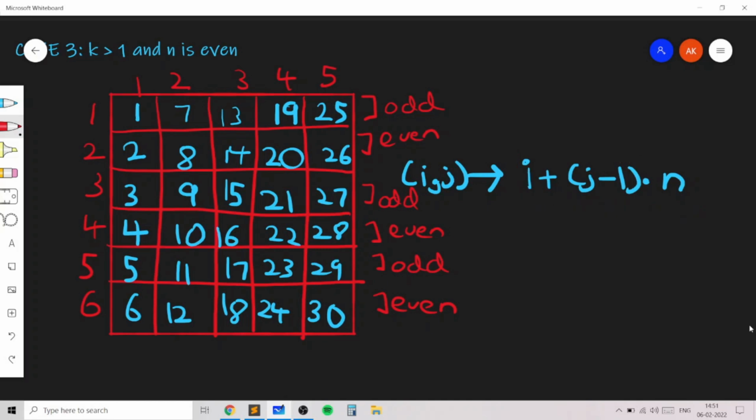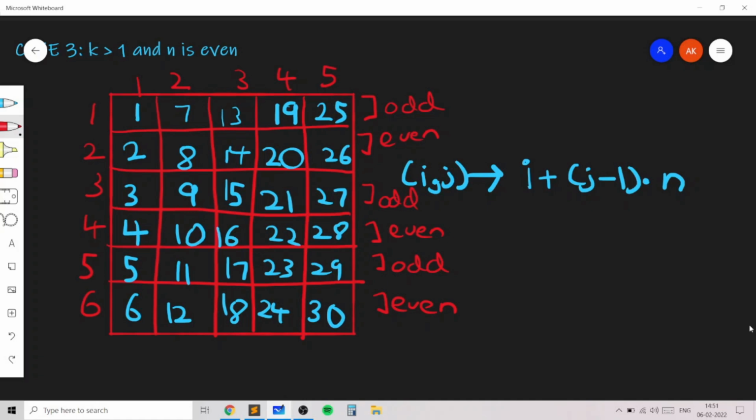Like if you look at the cell i comma j, let's take an example. Let's say i is 1. You're at the first row and you're looking at the second cell. Then it's clear that you are adding n, j minus 1 times. So you're adding n once, and n is 6. So you're adding 6 to i. So 6 plus 1 gives you 7. Similarly, when j is 3, that gives you 13.